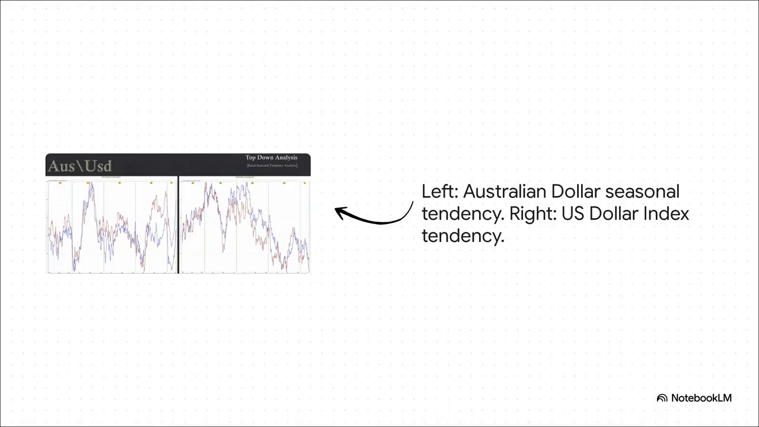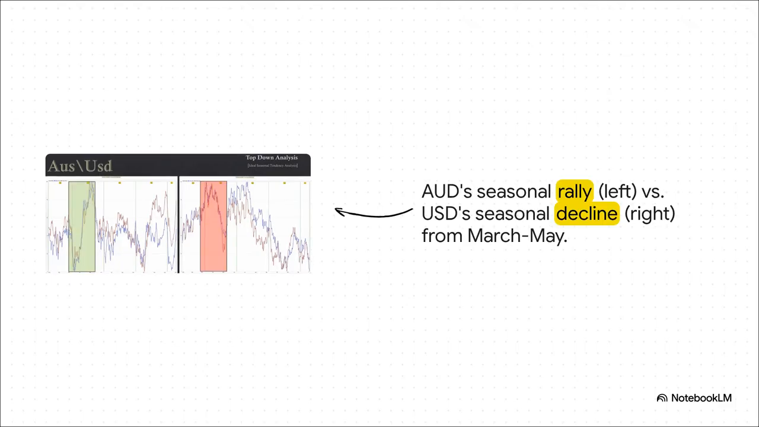Okay, let's look at a real example so you can see what I mean. On the left, we've got the seasonal tendency for Australian dollar futures, and on the right, the US dollar index. Just take a second and look at the flow of price through the year. Can you spot a time where one is clearly going up while the other is clearly going down? If you look really close at that period from March to May, you see it. It's so clear. The Australian dollar has this powerful historical tendency to rally.